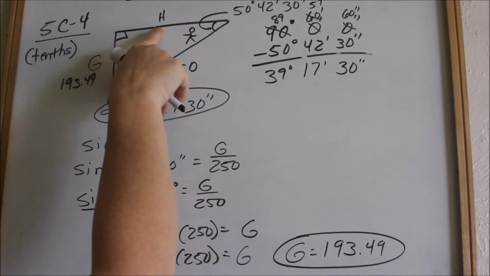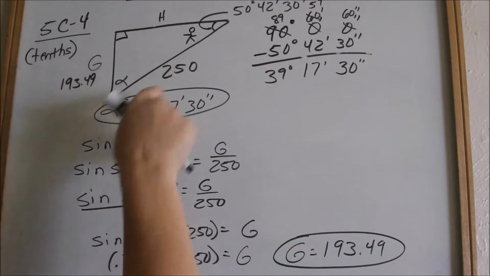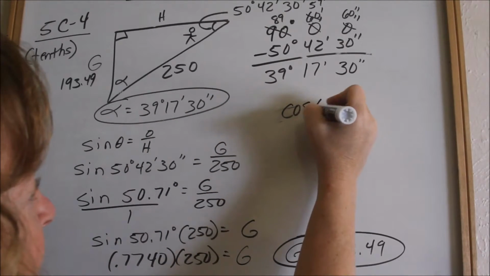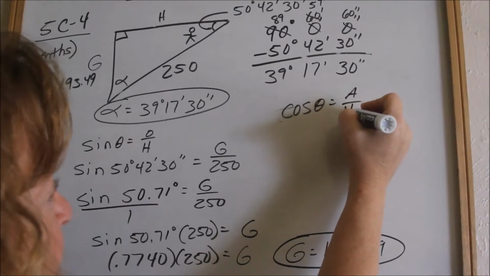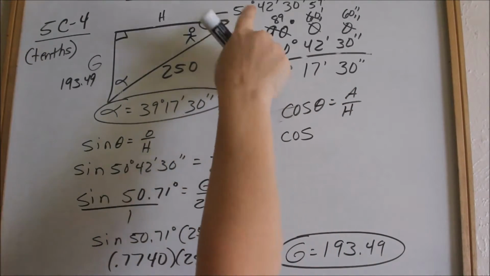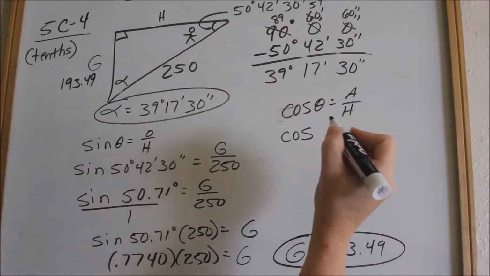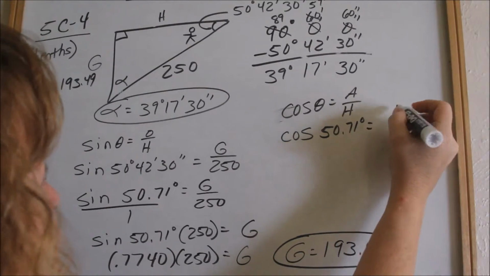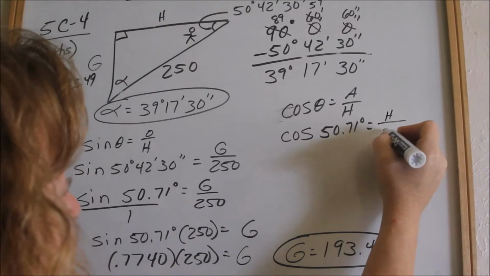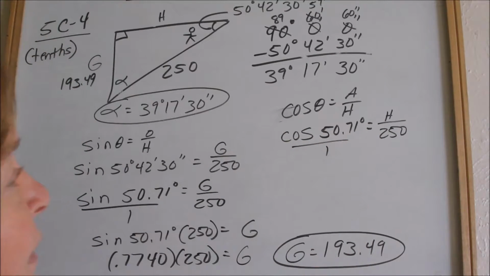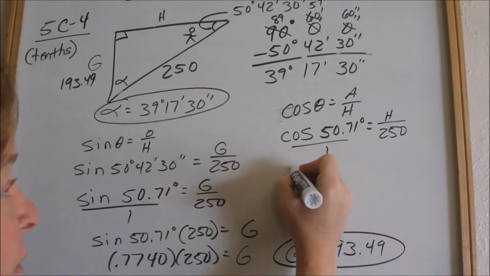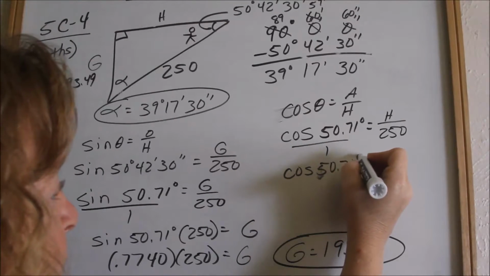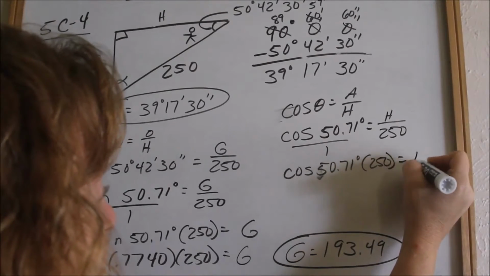So if I'm standing here, I have adjacent and then hypotenuse. Adjacent and hypotenuse would be cosine. So you could say cosine theta is adjacent over hypotenuse. Fill in what you know. Cosine of this angle, we already said 50 degrees, 42 minutes and 30 seconds was 50.71 degrees. And the adjacent side is H, all over 250. If we cross multiply, then we're getting cosine of 50.71 degrees times 250 equals H.